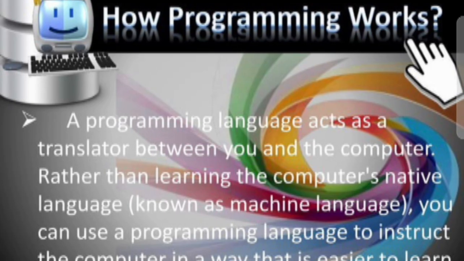How does programming work? A programming language acts as a translator between you and the computer. Rather than learning the computer's native language, known as machine language, you can use a programming language to instruct the computer in a way that is easier to learn and understand.